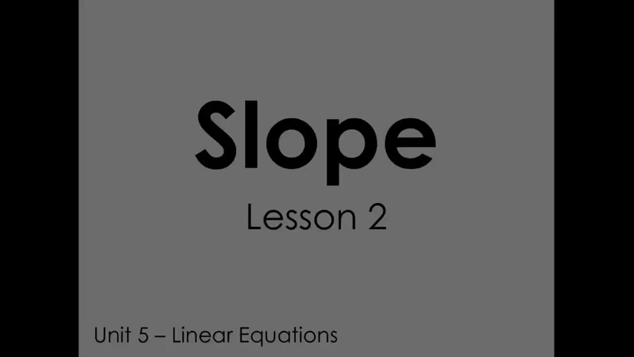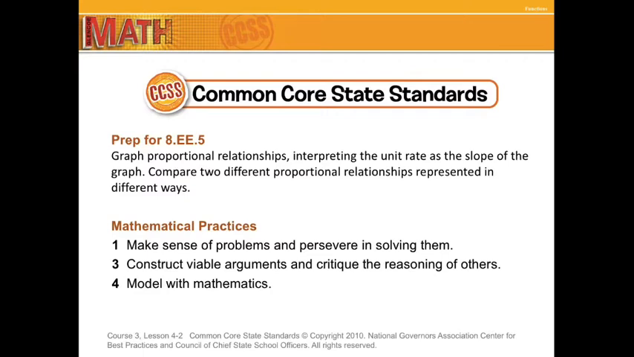Right, our second lesson in Unit 5 is slope. Let's run through our standards. We are preparing for 8.EE.5, that is, again, graphing our proportional relationships. And our mathematical practices are making sense of problems, persevering to solve them, constructing arguments, critiquing reasoning, and modeling mathematics.